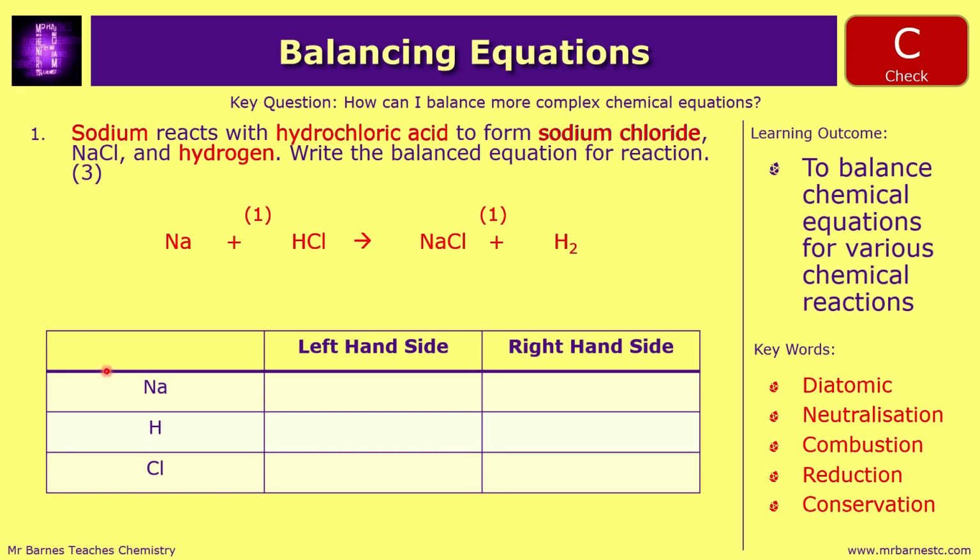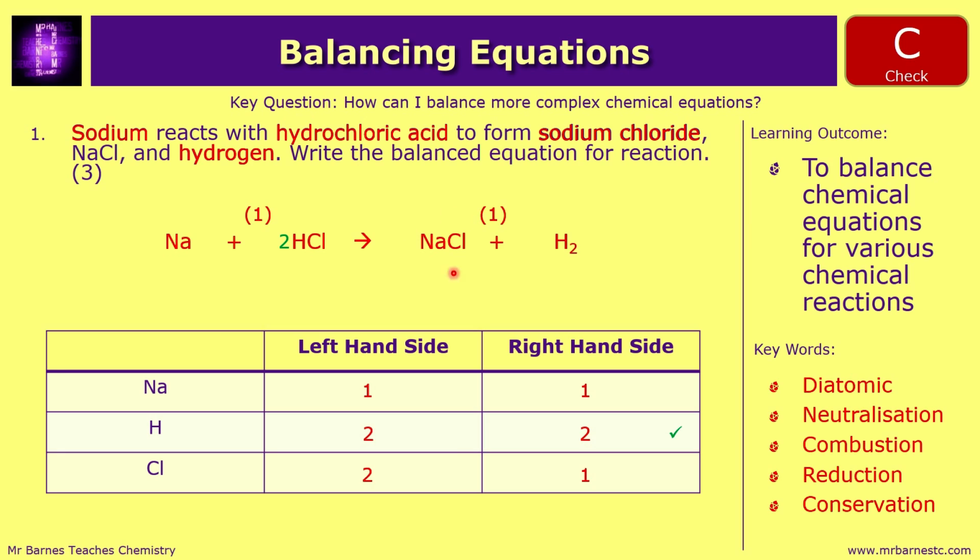Then you need to count up what you've got. So I've got 1 sodium, 1 hydrogen and 1 chlorine, and on the right I've got 1 sodium, 2 hydrogens and 1 chlorine. Choose one to balance. So we haven't got any particularly large compounds here. In this case I'm going to go with HCl because I've got 2 hydrogens on the right and only 1 on the left. So I'll put a 2 in front of there, and as you can see, that doubles my hydrogen and makes it balanced, but my chlorine is no longer balanced.